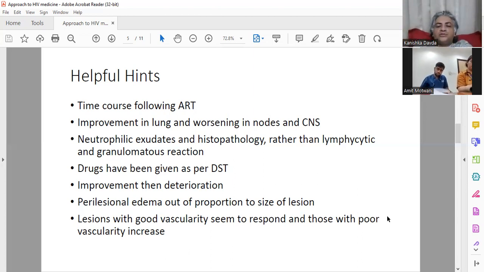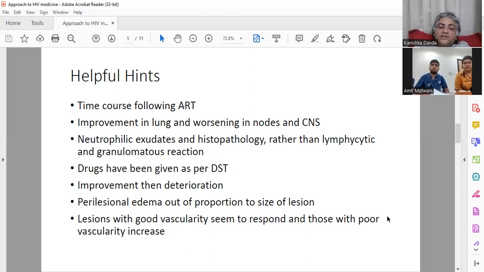Then, neutrophilic exudates in histopathology rather than a lymphocytic and granulomatous reaction indicates IRIS rather than uncontrolled infection. Improvement in the lung, but worsening in the nodes and the CNS, points towards IRIS. A person has come with miliary TB and TB meningitis. You will see that the miliary has improved, but the brain lesions have worsened and the nodes have enlarged. So then resistance is less likely, IRIS is more likely. A paradoxical response is more likely, because the lung lesions would not go away if there were primary resistance. Right.